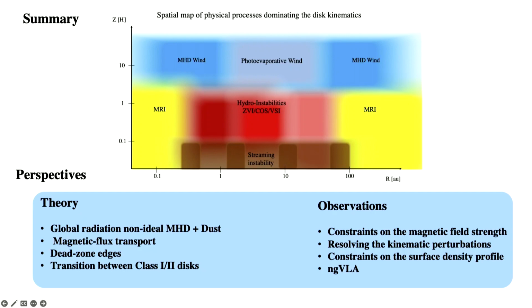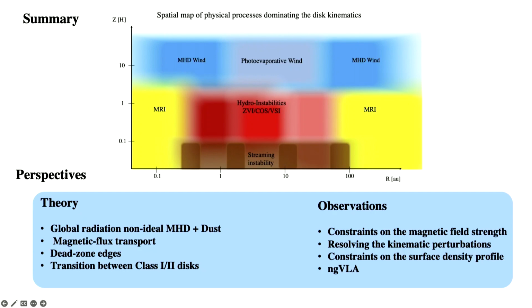From the observational side, what we really need are magnetic field measurements, so the Zeeman effect. So far, not so much has been done. Obviously, it's difficult, and we don't even have proof of how strong the fields are. That would help us a lot in terms of modeling, especially to distinguish how strong the MHD wind is. Resolving the kinematic perturbation is a very big thing in the coming years.